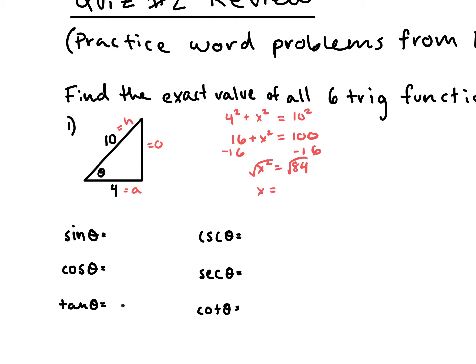I can simplify the square root of 84. 4 goes into this 21 times, and 21 breaks down into 3 and 7. 4 breaks down into 2 and 2. Do you have any pairs? Pair of 2. So the 2 comes out, and then what stays on the inside? Square root 21. So my opposite is 2 square root 21.